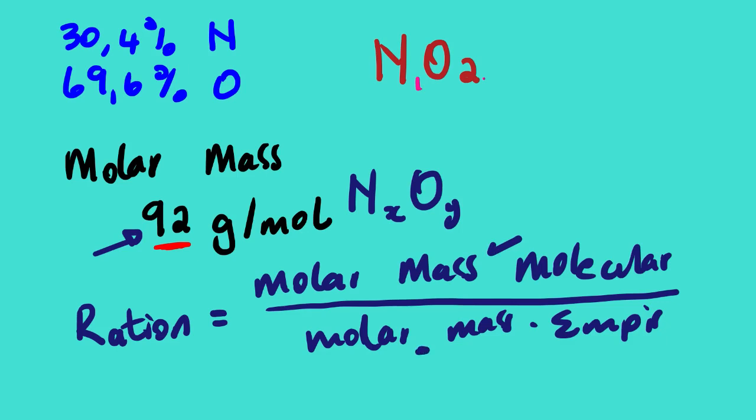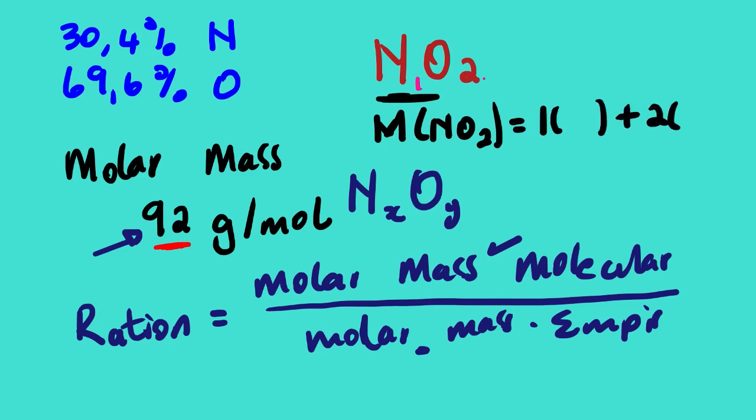So we are given this, we should calculate this. How do we calculate the molar mass of the empirical formula? Since we have the empirical formula, we can go ahead and calculate the molar mass of NO2 by taking the molar mass of nitrogen, which has 1 atom, plus 2 atoms of oxygen.